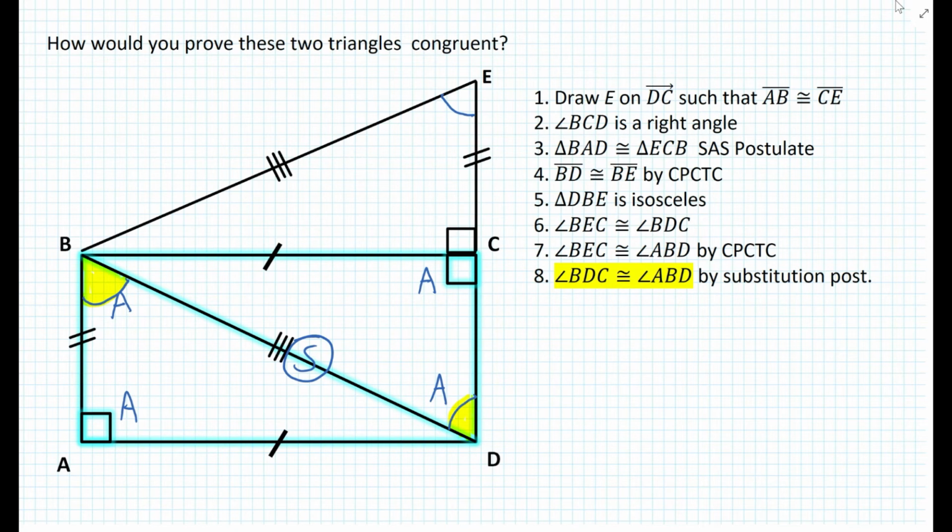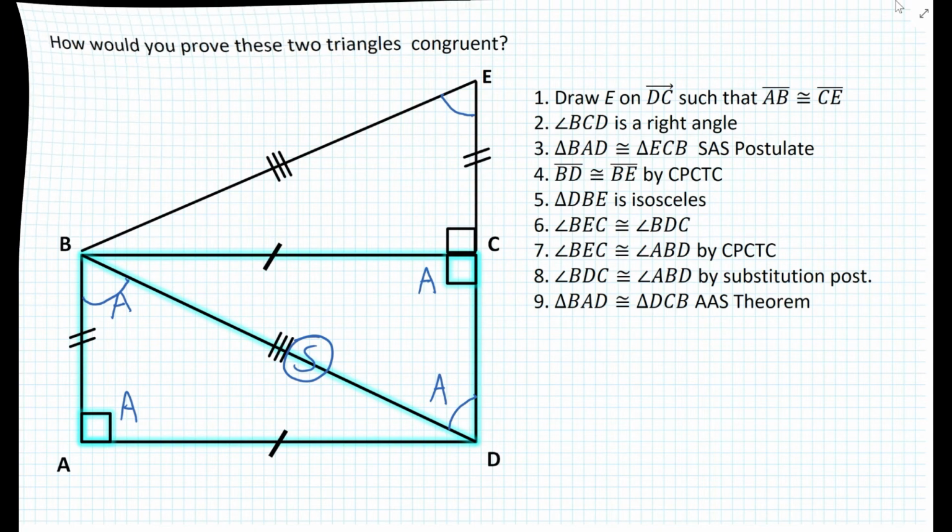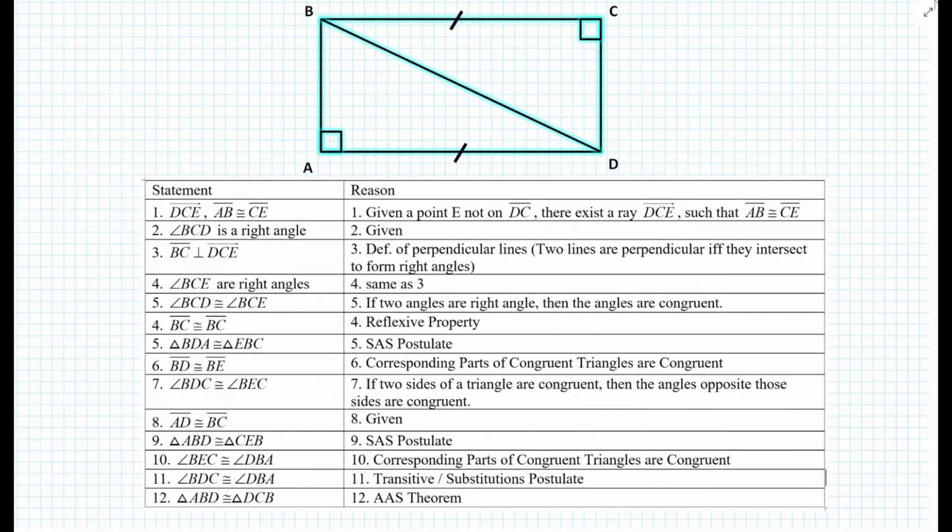And the reason is because the side is not included or in between those two angles. Therefore, we can say that triangle BAD is congruent to triangle DCB because of the AAS theorem. And we have just proven that these two triangles are congruent. Also, here is a detailed statement reason table for the proof if you're interested in it.